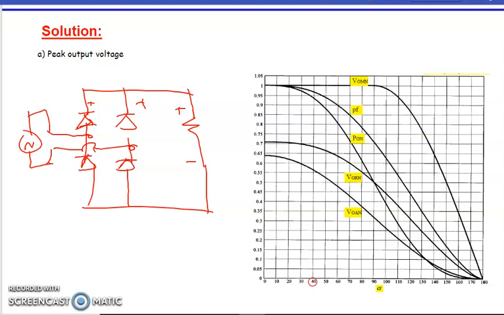Let's say we are using controllable thyristors, so you just put down the gating point or terminals of the thyristor. Okay, this is R. Let's say RL, so you just put R and L here.